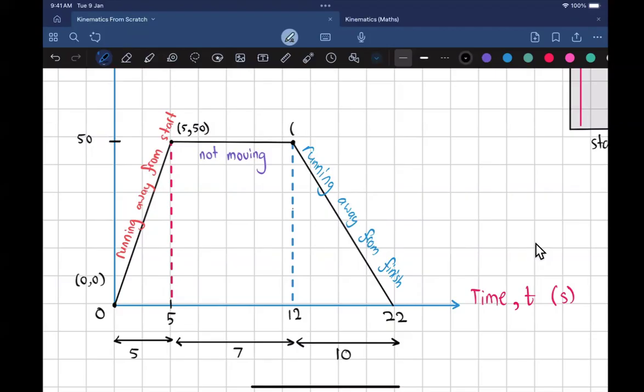Sasha, if you were to read off this point, what would it be? In case you weren't paying attention, this point over here is 5 comma 50. What do you think this point would be? 12, 50. Yes. And I need somebody to tell me what this point is. This is the point at which he finished the race. This is also an important point.